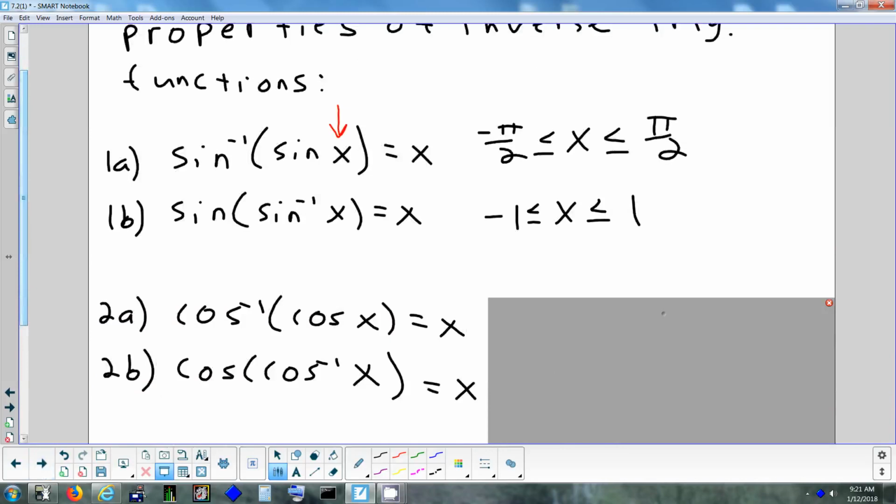Okay, the first one, it's very similar structure to 1a. Inverses on the outside, regulars on the inside. 2b, same structure as 1b.